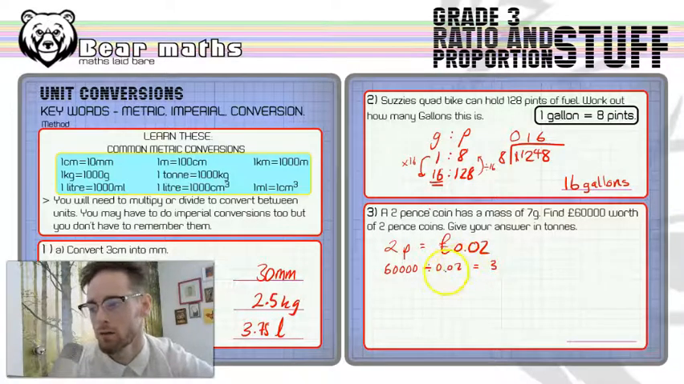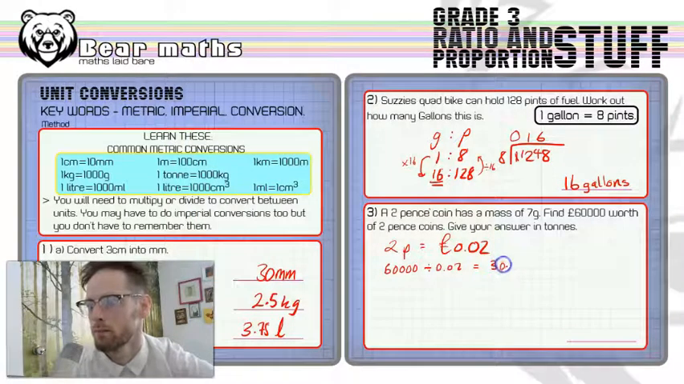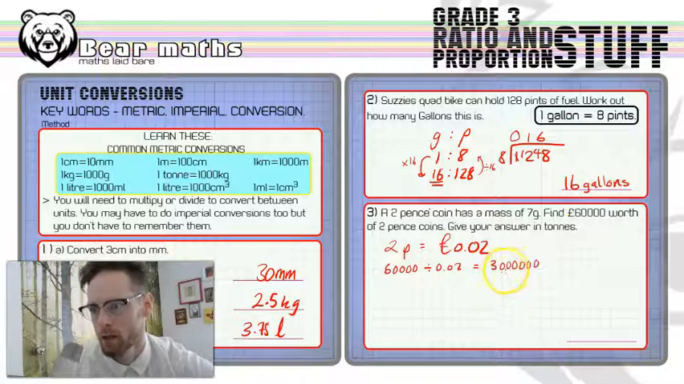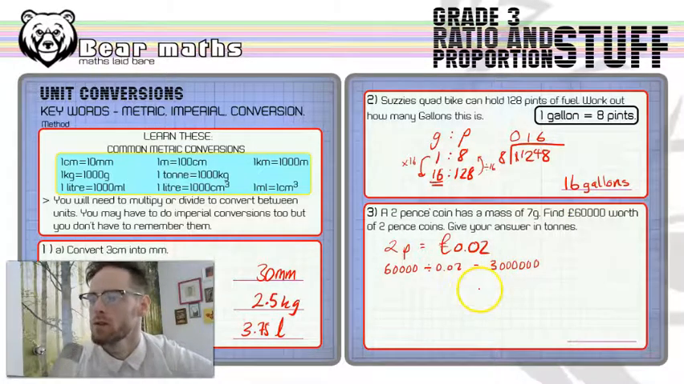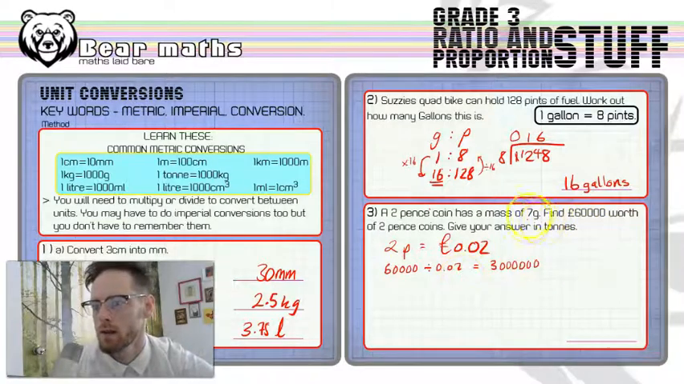So effectively multiplying by 100 here. I've done a video on that. If you had to do it without a calculator, you could watch that video. 1, 2, 3, 4, 5, 6 zeros, so 3 million. There are 3 million 2p coins in £60,000 worth of money. Just make sure I've got the right number of zeros there. Good. So 3 million of those, and there are 7 grams each.